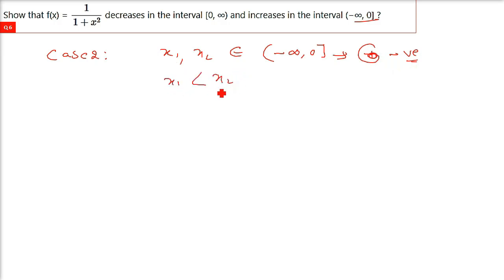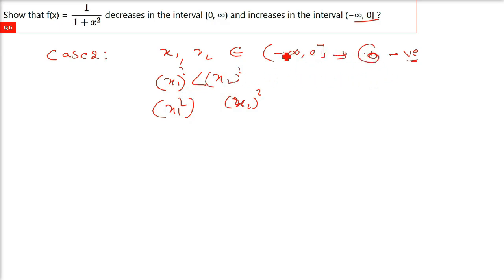So we assume that x1 is less than x2. Just square these two numbers. Now what will happen? If you have a negative number, what will happen if you square it? The less than sign will change or not? It will change. Let me show you here.